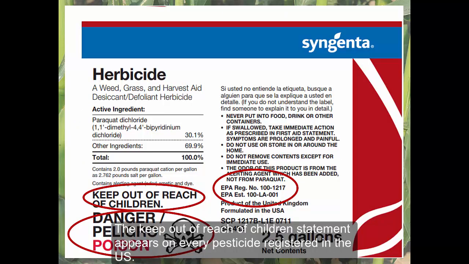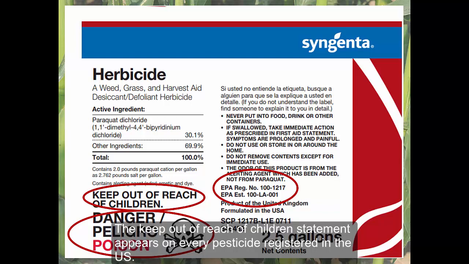Looking a little bit closer at the paraquat label, notice the keep out of reach of children statement. That is going to be on every single pesticide registered in the United States. It'll appear on the front panel. Also, very important, the EPA registration number, in this case 100-1217. This number is a unique ID for every pesticide registered in the United States. And you must know about it and where to find it because it is an item that's included in your private pesticide application records that you must keep for restricted use products.